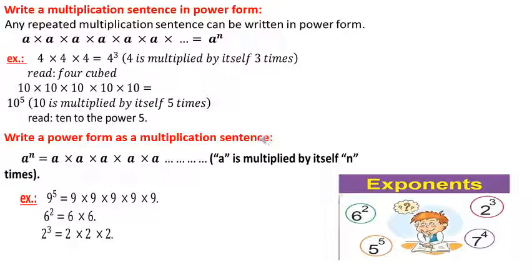10 times 10 times 10 times 10 times 10 is 10 to the power 5. We say 10 to the power 5. 9 to the power 5 is 9 multiplied 5 times by itself. 6 to the power 2 means 6 is multiplied 2 times by itself. Don't forget that everything to the power 2 is squared, and everything to the power 3 is cubed.